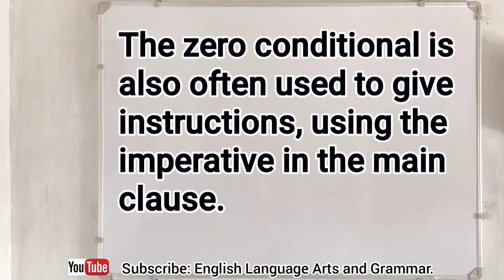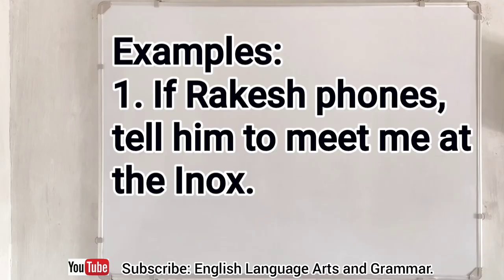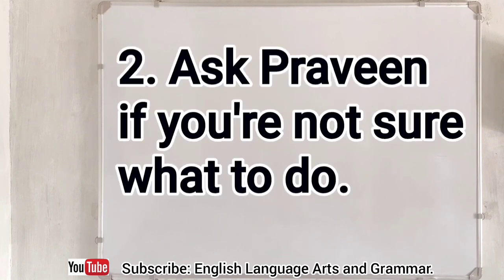The zero conditional is also often used to give instructions using the imperatives in the main clause. Let us learn the structure and some examples of it. The subordinate clause and the main clause, as we have learned in the previous. Let us learn some examples of it. If Rakesh phones, tell him to meet me at the Inox. Example 2. Ask Praveen if you are not sure what to do.